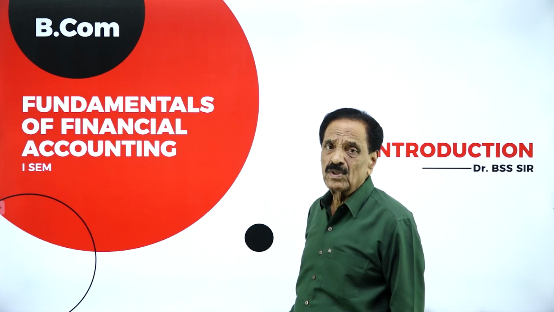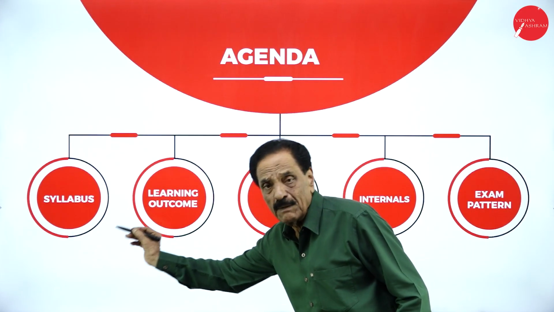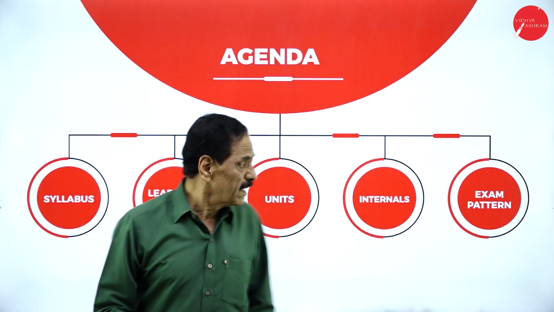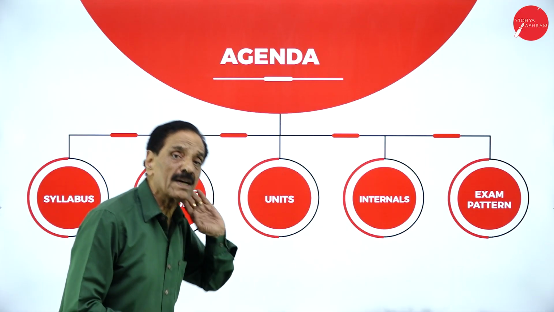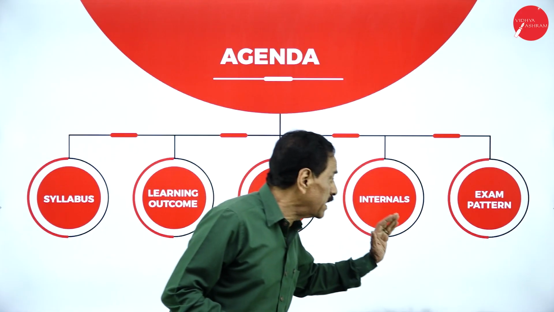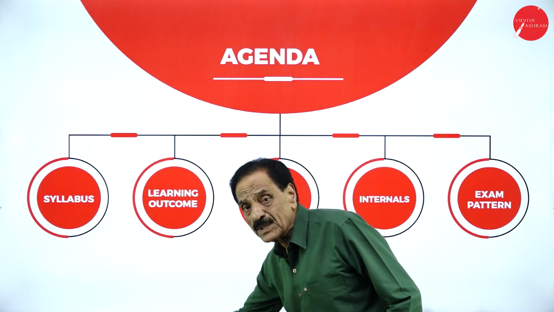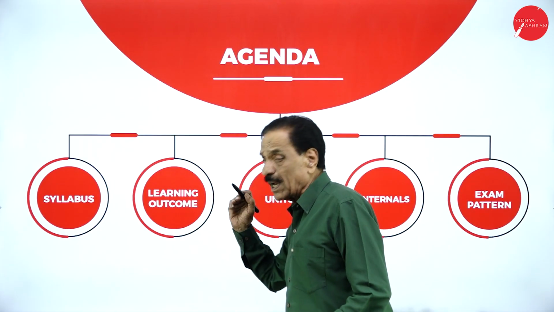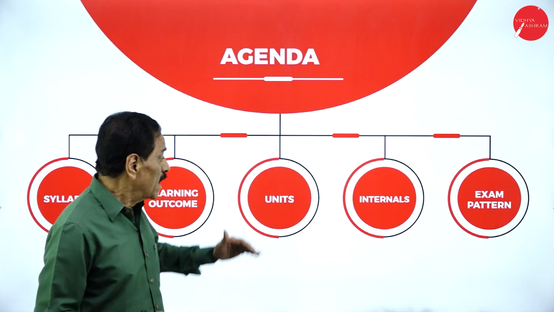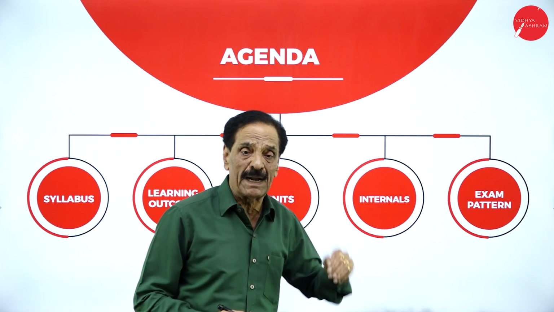We will move on to the syllabus now. First is the agenda. What the syllabus is, what the learning outcomes are, how many units there are, how many internals we are going to conduct, and what the exam pattern is. I will repeat once again: the syllabus contents, the learning outcomes, how many units there are, how many internals we are going to conduct, and the exam pattern.